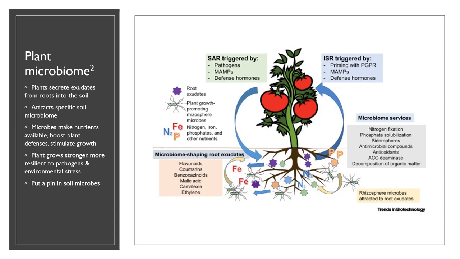And it's really this mutualism that's going on between them. The plant is secreting these exudates, which can be flavonoids, coumarins, various molecules that the plant secretes. It brings these bacteria. These bacteria are making the nutrients available in the soil. They're boosting the plant's defenses and they're stimulating growth. So overall, they're making a much healthier plant. The plant grows stronger, more resilient to pathogens and environmental stress, and it clearly gets a reproductive advantage because it's stronger and it's less likely to die, and being bigger in general with plants catching pollen and things of that nature, you know, size does matter.